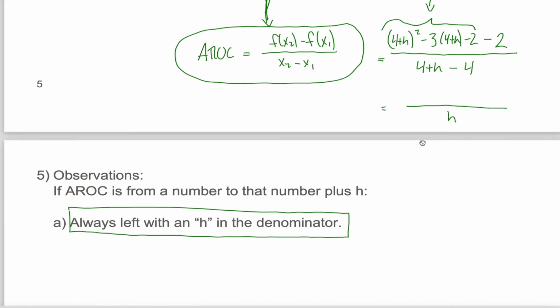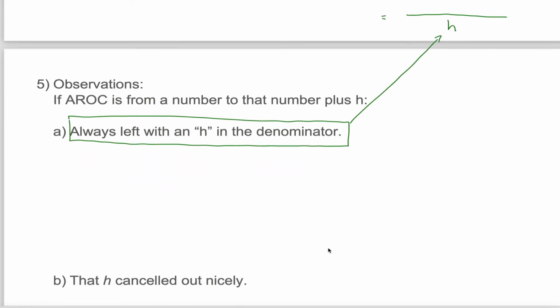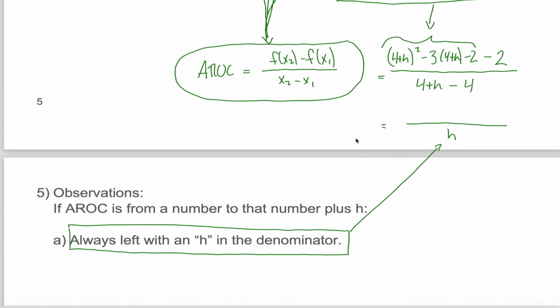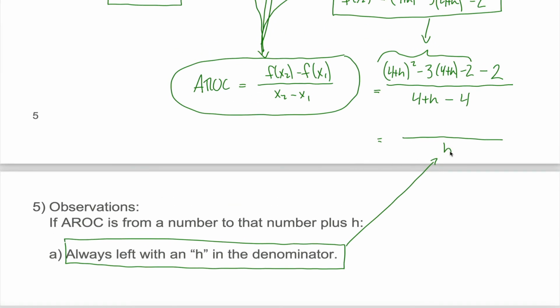The fact that there's an h in the denominator here, when I start to simplify this expression, is not a coincidence. That will always happen. The other comment that I want to make is this h cancels out really nicely. You can't see it right now, but if I simplify the numerator a little bit, I'll end up with an expression where I can cancel this h. And that's not a coincidence.